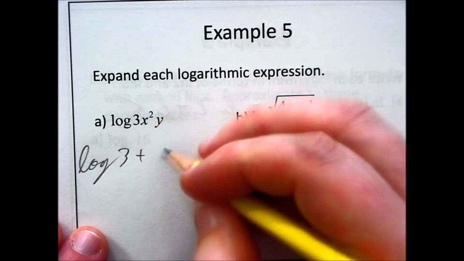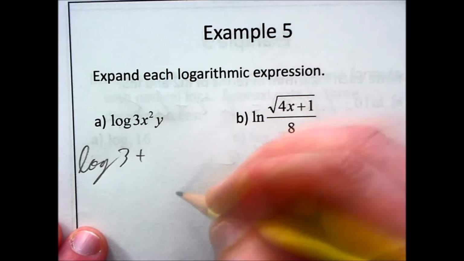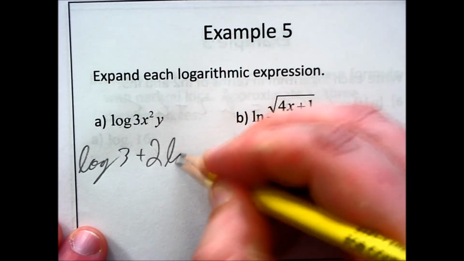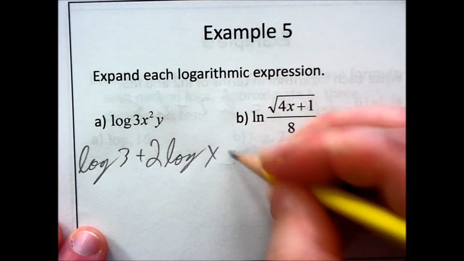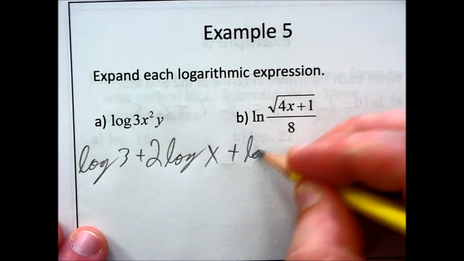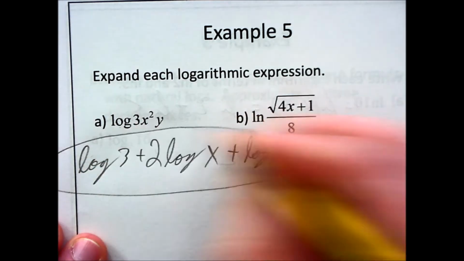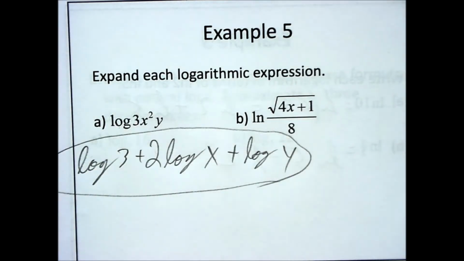Yeah. Now that second one's going to turn into log x squared, but the 2, you don't want it in the exponent, so bring it out front. So log x plus log y. So that would be the expanded form of that.